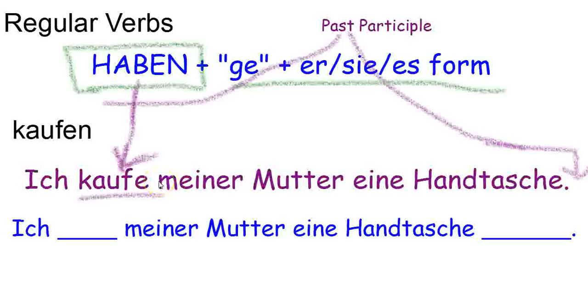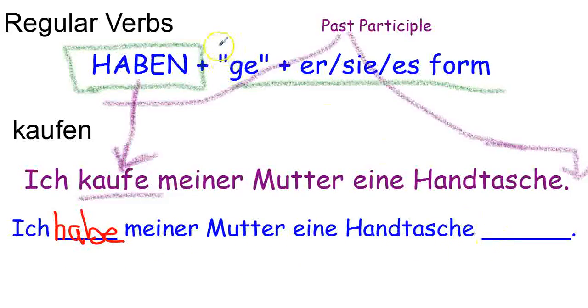Also, I have bought my mom a purse. So that's the have form. So we need to conjugate haben to go with I. If you recall, that is ich habe. Ja, ich habe, du hast, sie es hat, wir haben, ihr habt, sie haben. So: ich habe meiner Mutter eine Handtasche.